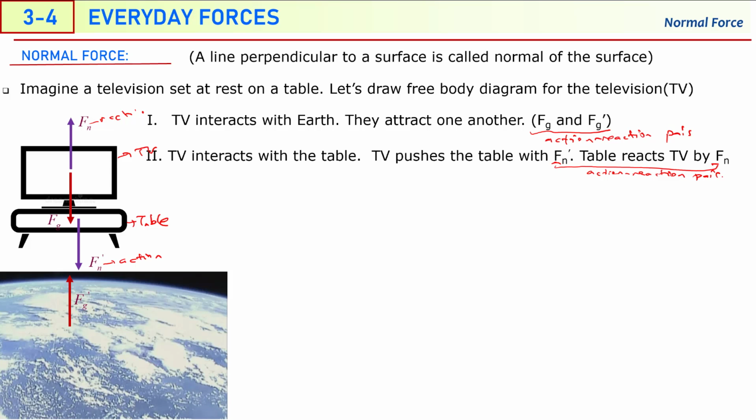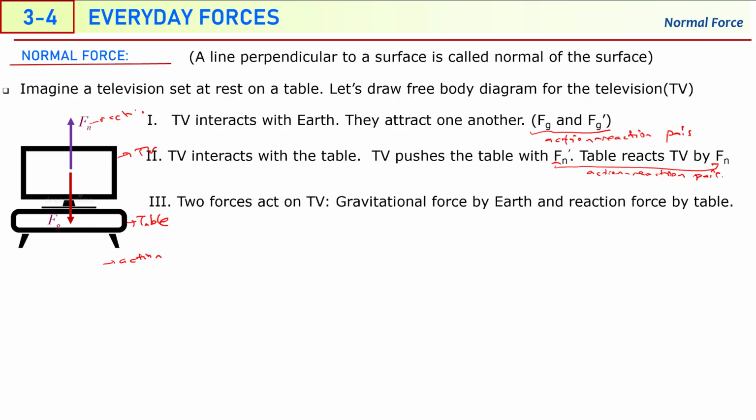And the question was about drawing the free body diagram for the television. That's why you are going to isolate the television from other objects and show only the forces acting on the television. So two forces act on the television according to this diagram. One of them is the gravitational force by the Earth, Fg. The second one is the reaction force by the table. The gravitational force by the Earth is the weight; the magnitude of that force is called weight. The reaction force by the table is defined as the normal force.